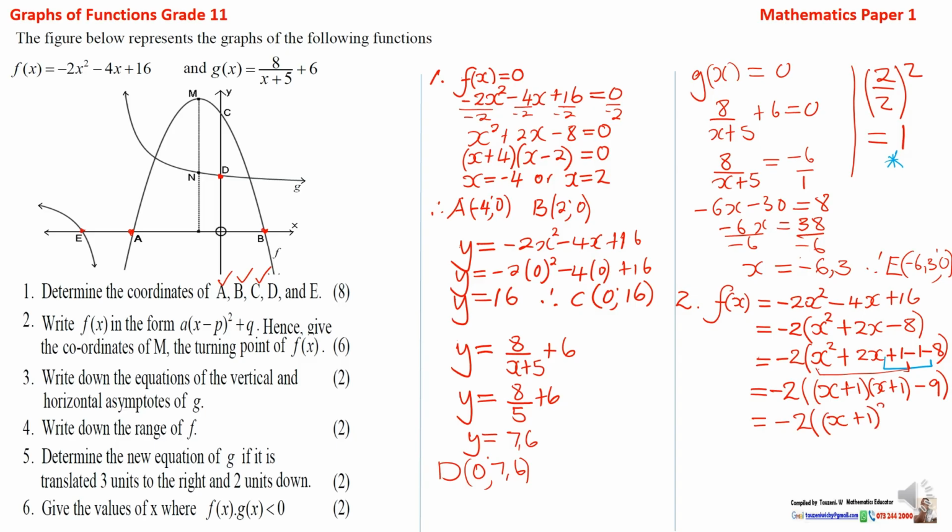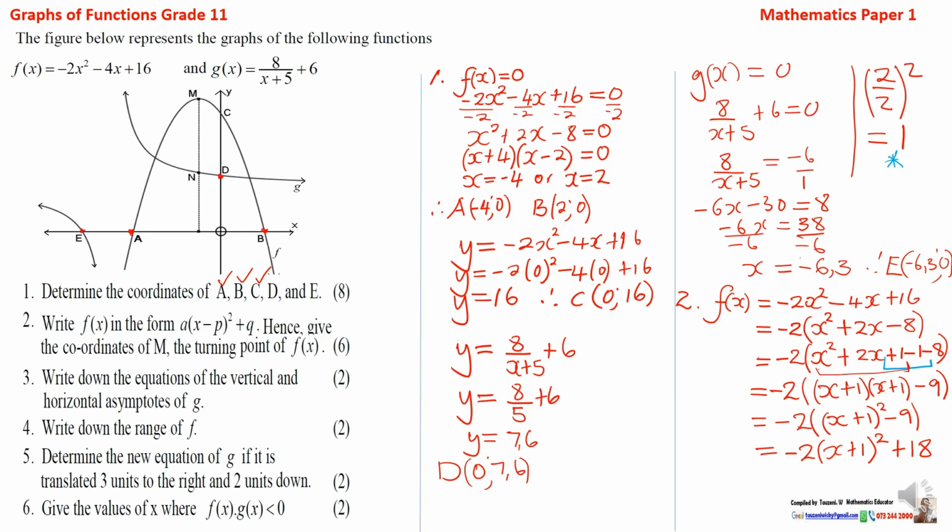Then to complete our answer, we multiply this negative 2 by this expression. You basically are going to remove the first brackets. So negative 2 times this bracket here, you put negative 2 times (x plus 1) squared. Then you also multiply negative 2 times negative 9, and that will give us positive 18. We have completed the square, and the answer is now complete.